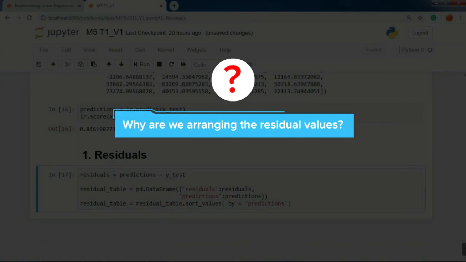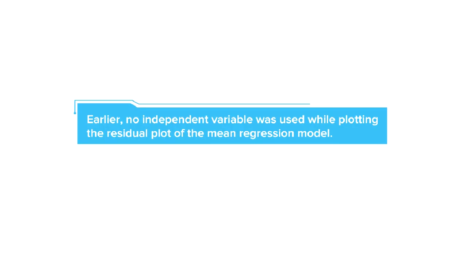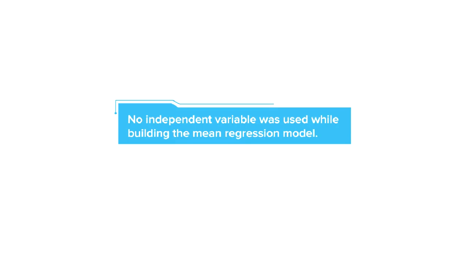You might ask, why are we arranging the residual values? If we recall, we did not use any independent variable while plotting the residual plot of the mean regression model. Why? Because we did not use any independent variable while building the mean regression model.